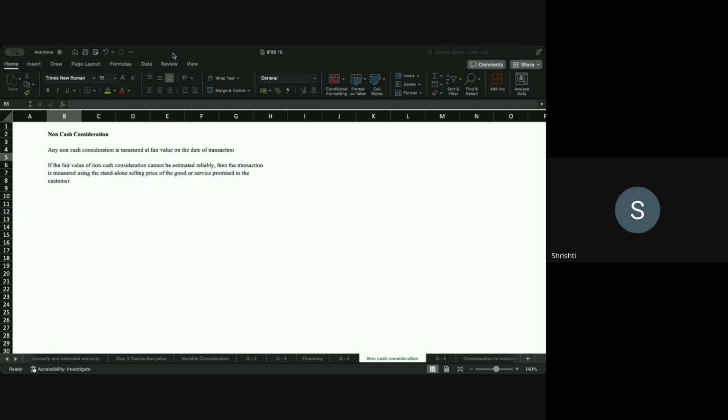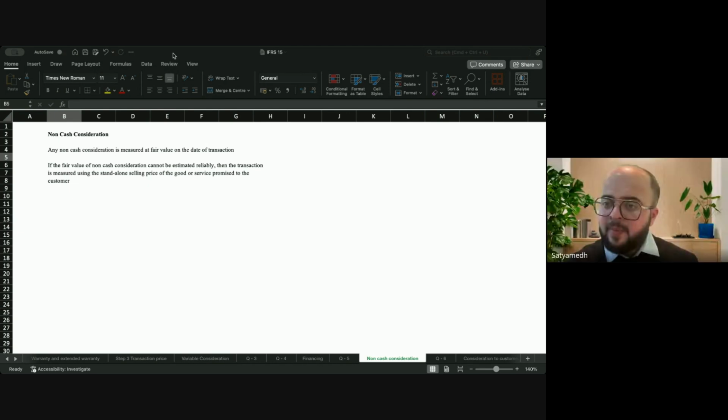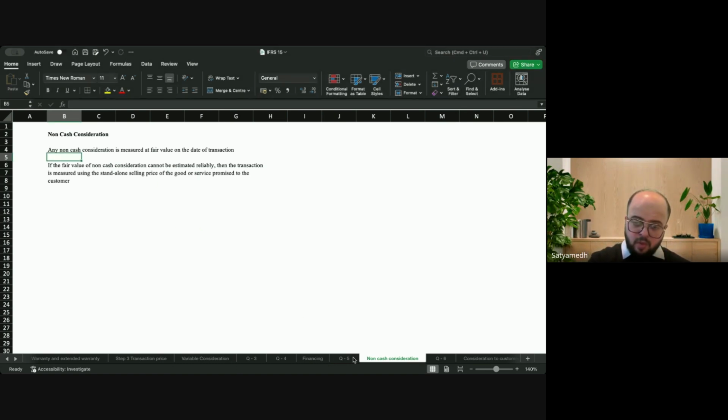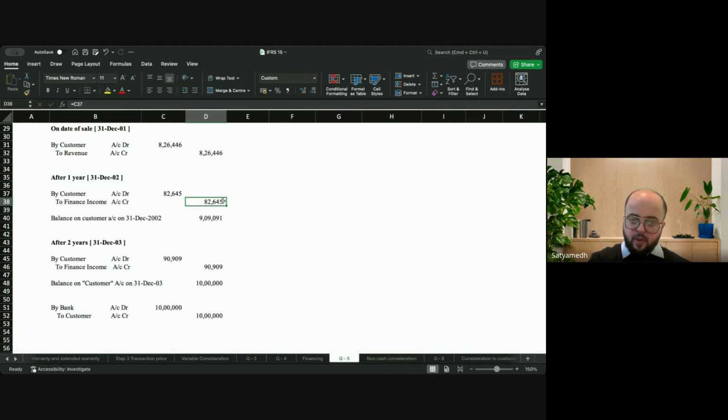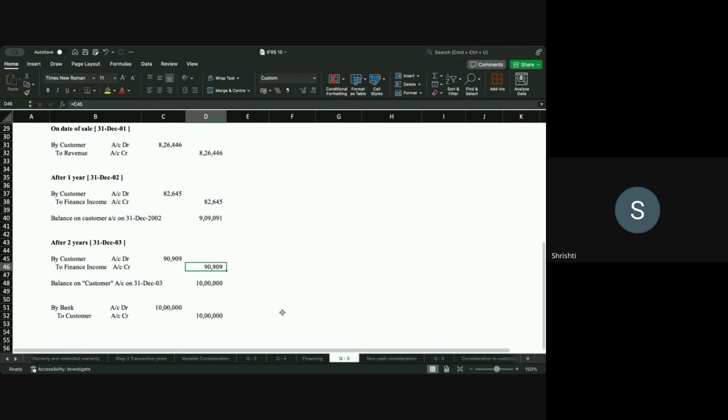I missed that part. It will be credited in P&L, but not in year ended 31st of December 2001. In year ended 31st of December 2002, this amount will be credited to P&L. In year ended 31st of December 2003, 9099 will be credited to P&L. Basically, it will come under the interest section, right? Yes, it will come under interest.